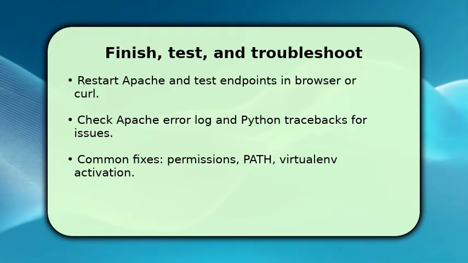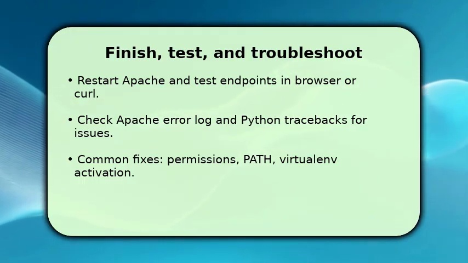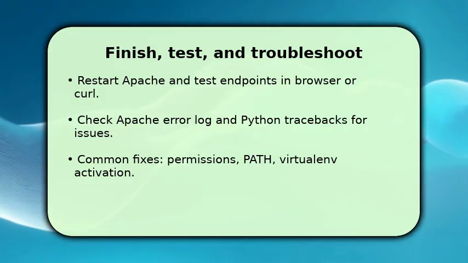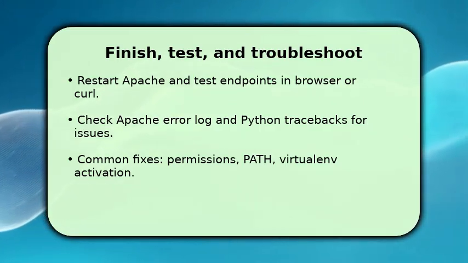If something fails, check the Apache error log and your Python tracebacks to locate the error, because logs reveal missing modules or permission denials. Make sure the virtualenv is activated in the WSGI script or that the Python path points to the correct interpreter, and adjust file permissions. One key tip: enable verbose logging temporarily to capture.